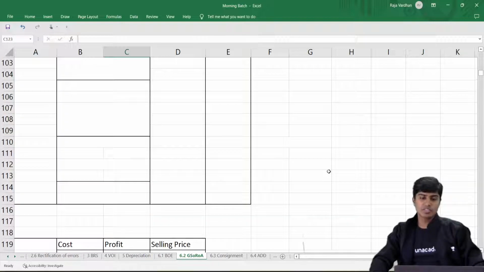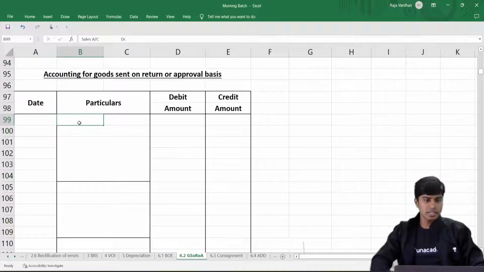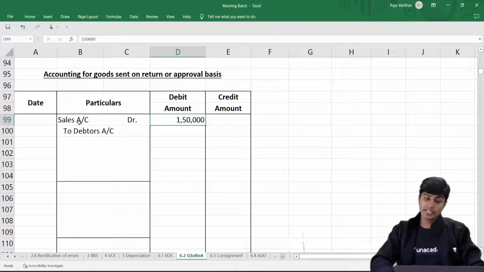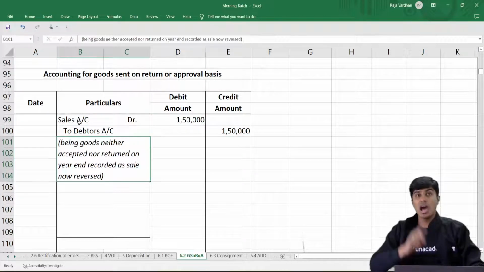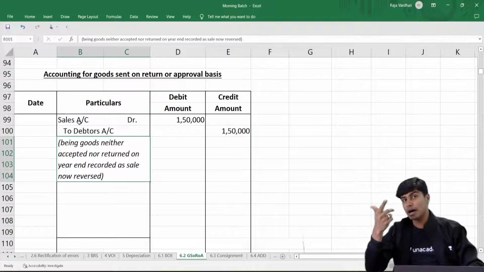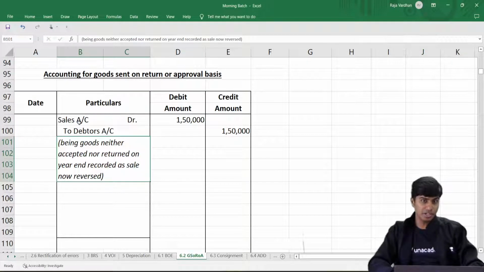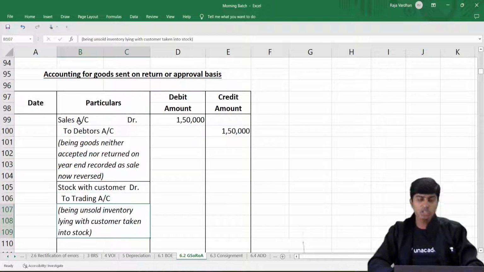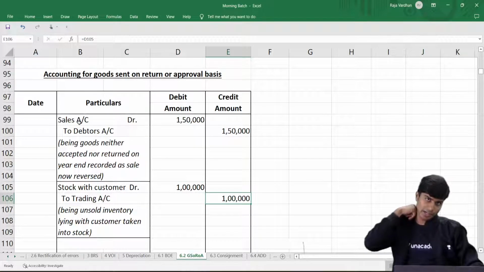So, the first reversal of the sales entry that we're going to pass is sales account debit to debtors account. This would be at the selling price of 1,50,000. However, the second entry that we pass to include the stock into our inventory, that is stock with customer to trading account, will be at the cost price of 1 lakh.